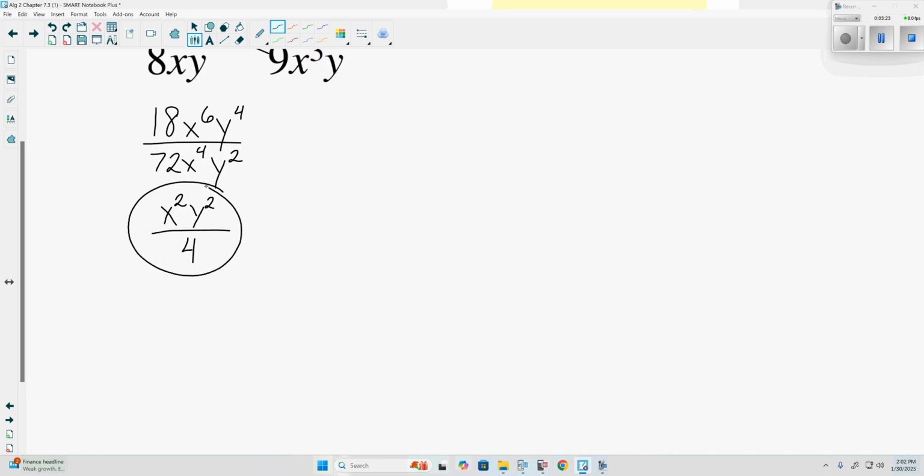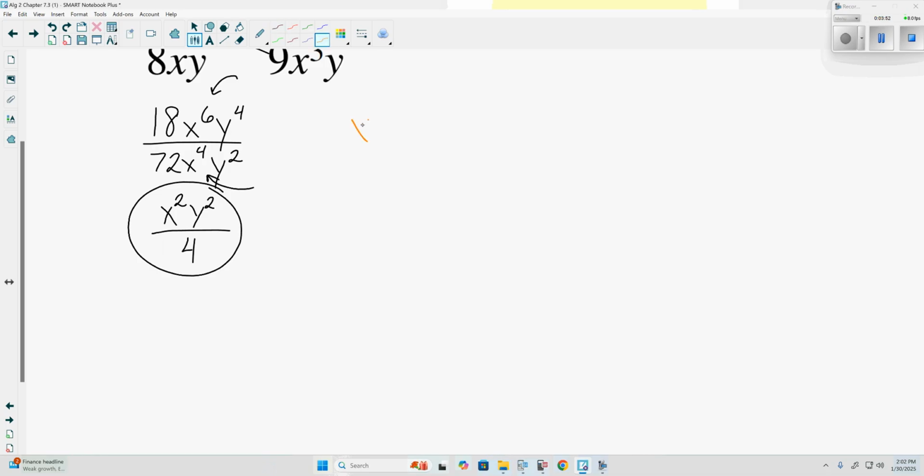Whichever one's bigger determines where it stays, because with x's, how many x's do we have on top? 6. How many do we have on bottom? 4. So 4 of them on top and bottom would reduce. They're going to go away, which means all the ones on bottom are gone. We only have 2 left on top.